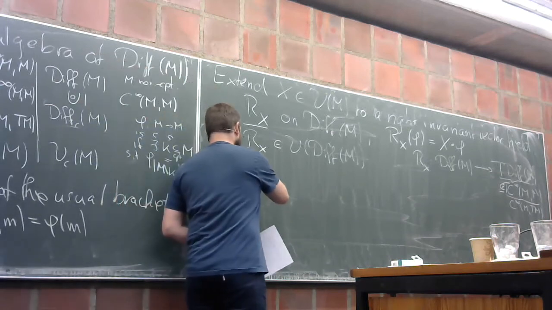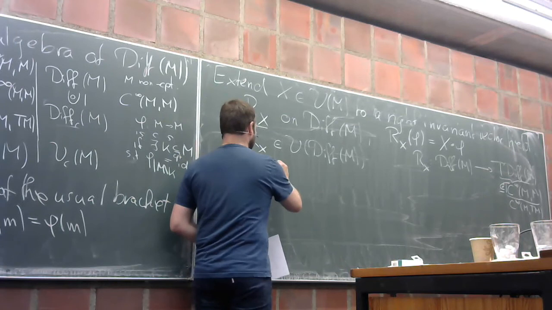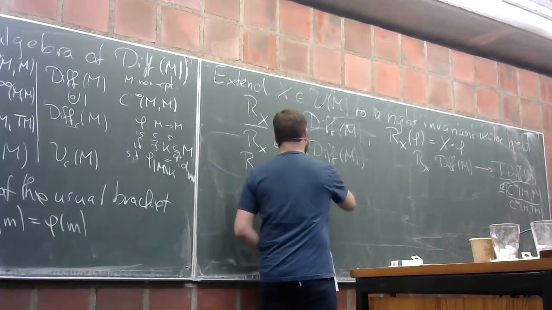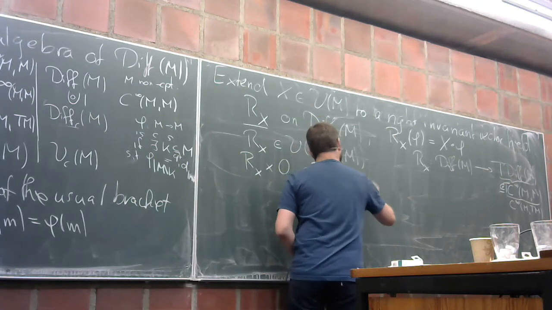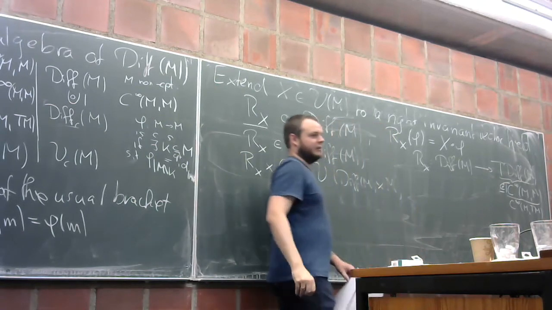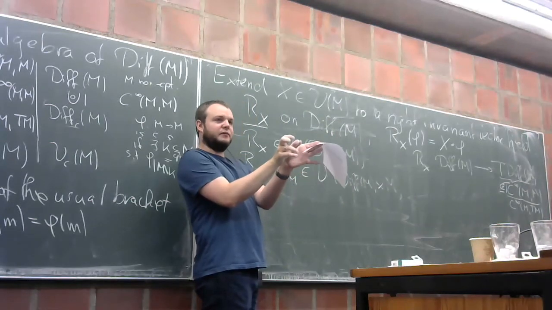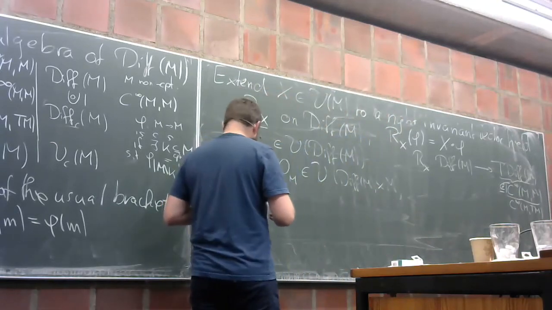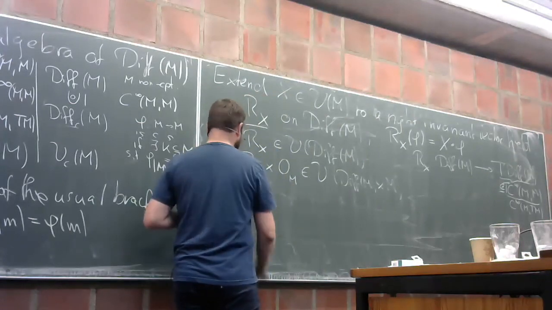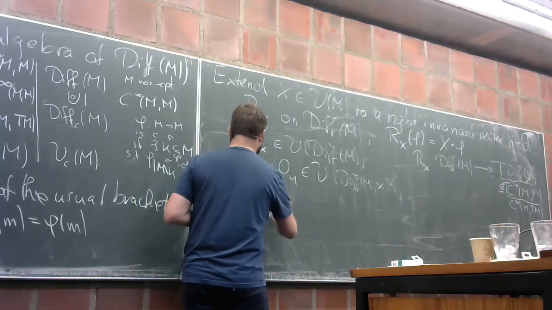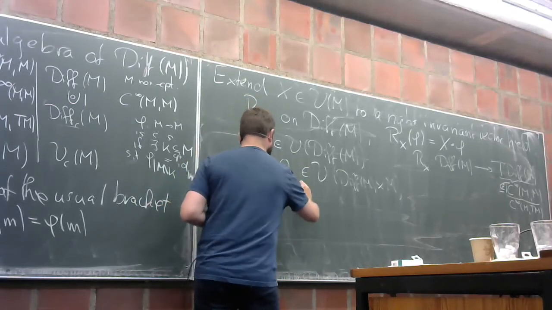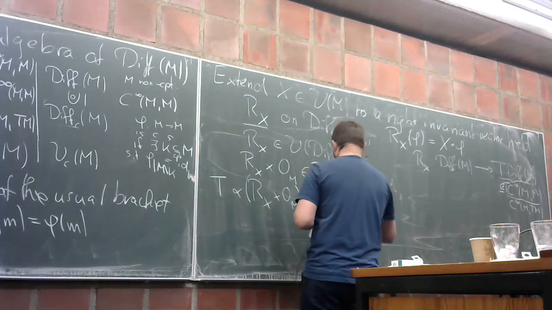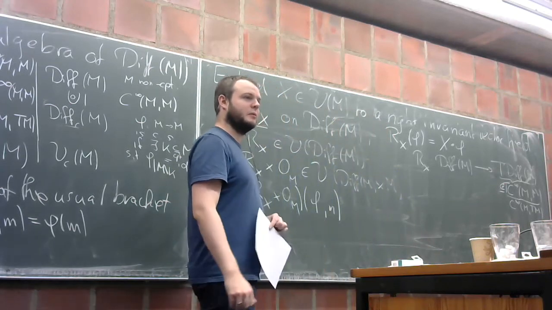We just take the Cartesian product of this vector field with the zero vector field. This is now a vector field on diff M times M. If we take the product of two vector fields, then you get a vector field on the product manifold. And now let's compute what is the tangent of alpha applied to the field Rx times 0m, evaluated at phi m. Okay, so let's compute what this gives us.